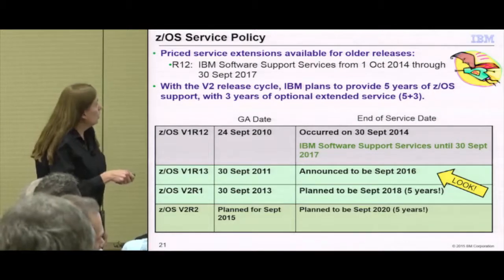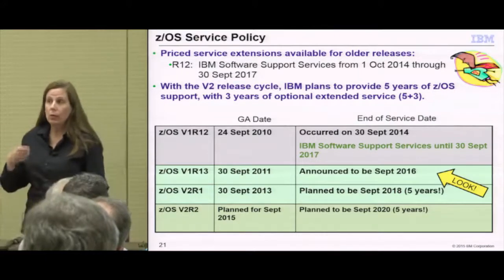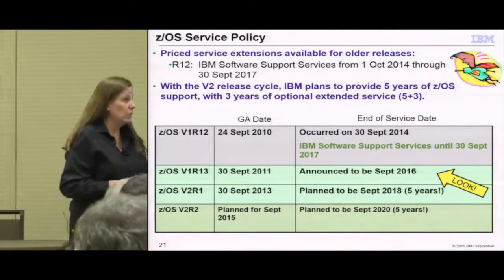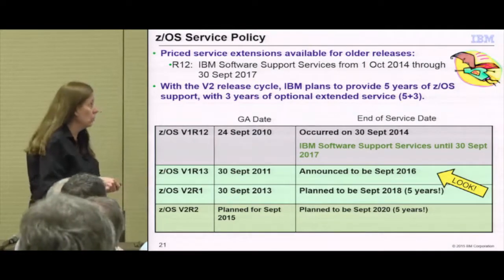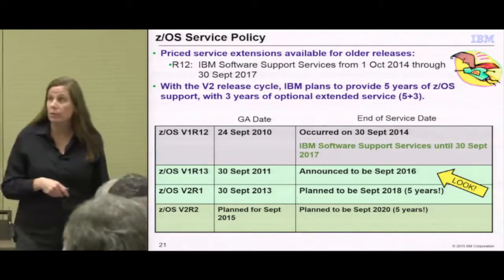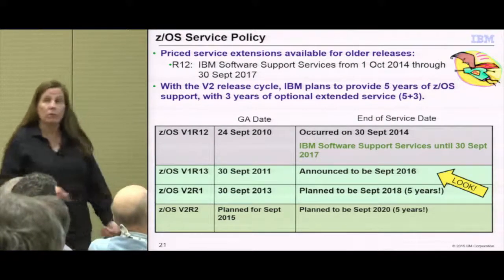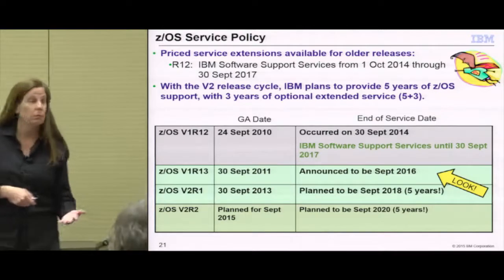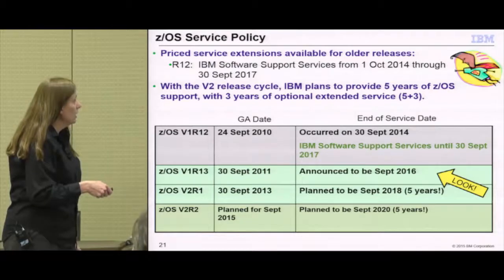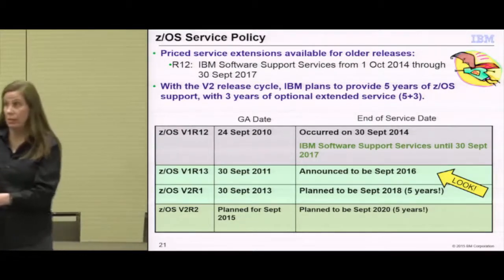So z/OS 2.1 is planned to be end of service September 2018, which is a 5-year release. And remember, in September 2018 is when that migration dual IHSA accommodation would run out as well, okay? So September 2018 would be the date to keep an eye on for that. That's the planned date. It has not been announced when it's going out of service, but all I did is I took the GA date and I added 5 years, and that's the anticipated date. For z/OS 2.2, that's going to GA in September 2015, and then I add 5 years to that, so that means we get out to end of service on September 2020.